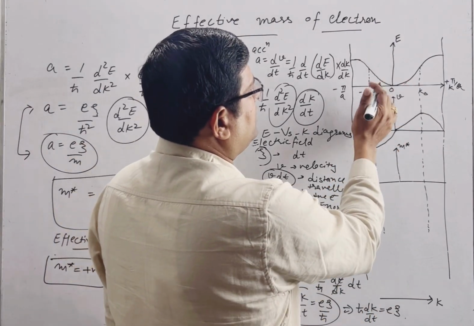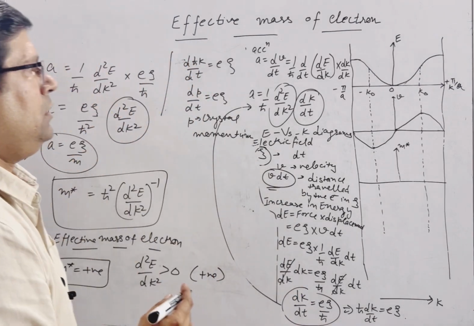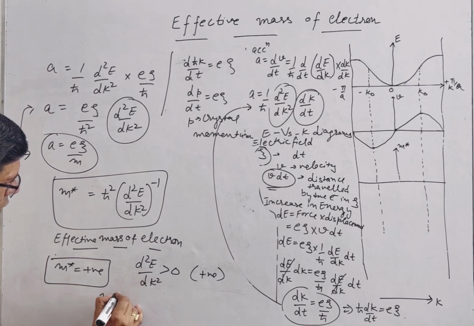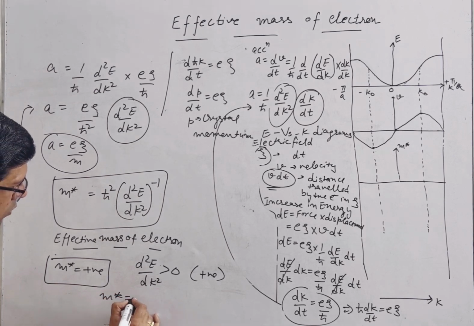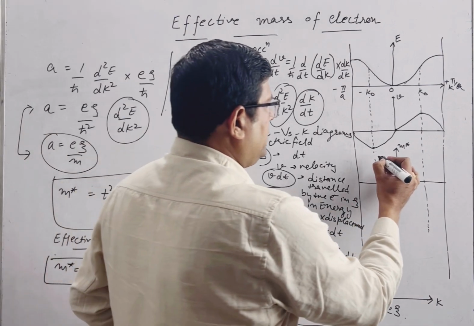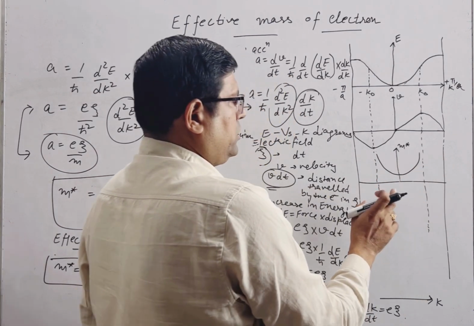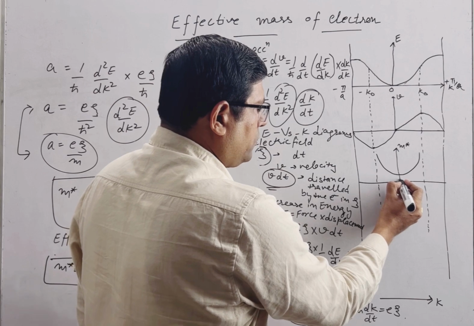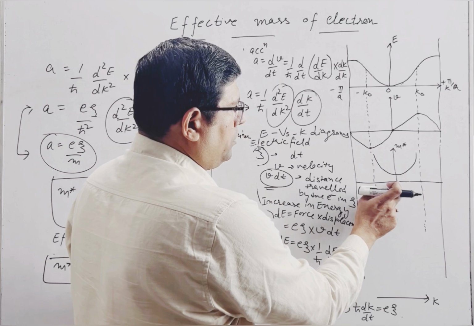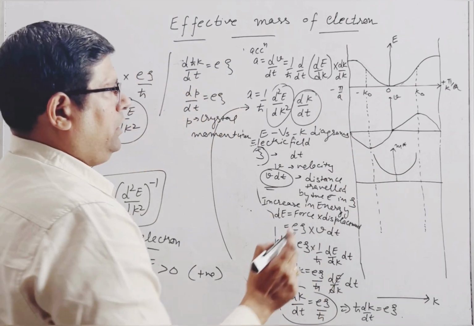In this region, you can see that this curve is similar to the curve for free particles. So in this region, you can show that effective mass m star equals m, or positive. So in this region, effective mass will be positive. This is not zero. The effective mass of the electron cannot be zero. That's why this curve does not meet at zero. This is the positive side.